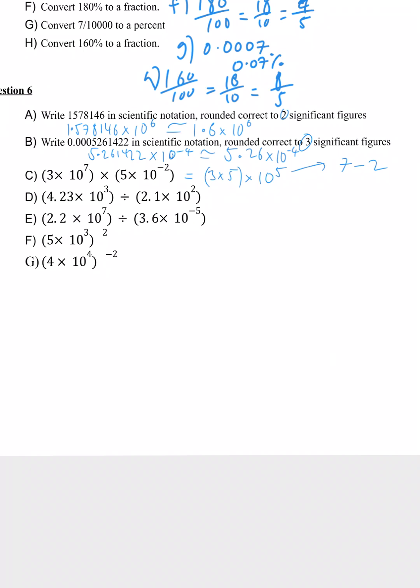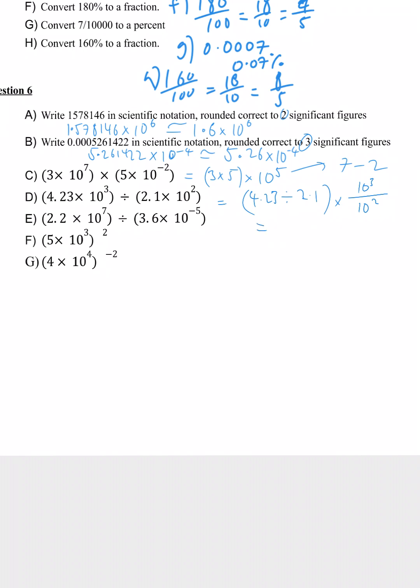The next one here is dividing. So the thing to do is go to your calculator actually and say 4.23 divided by 2.1. And that'll be your first part. So 4.23 divided by 2.1. Get that in the calculator. The other part is the tens part. So you can do this like the previous question. It's like this. 10 to the power of 3 divided by 10 to the power of 2, like we did with x in the other question.